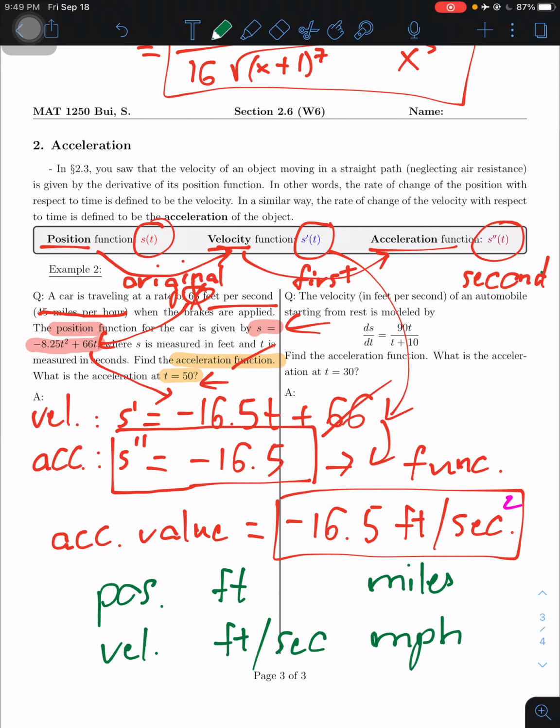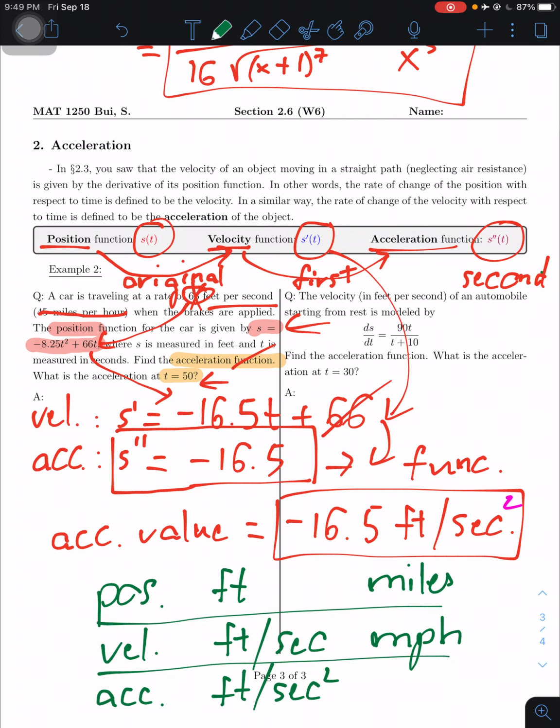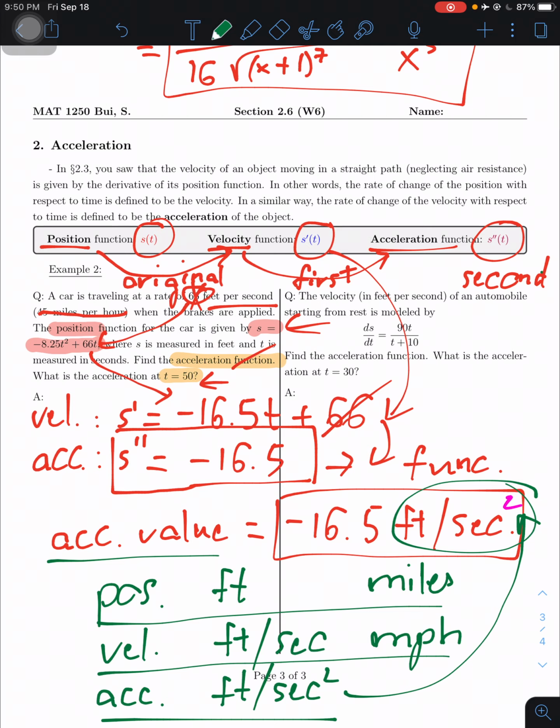Lastly, when you talk about acceleration, we take it to the next level, and we need another second, so it's going to be feet per second squared. These are the units for each of the functions here. That's why we need the 2 here. I always forget that too, but make sure you don't do it on the test, because chances are I'm going to take out some points if you get the unit wrong. So for acceleration you have to have feet per second squared, or it's going to be wrong.